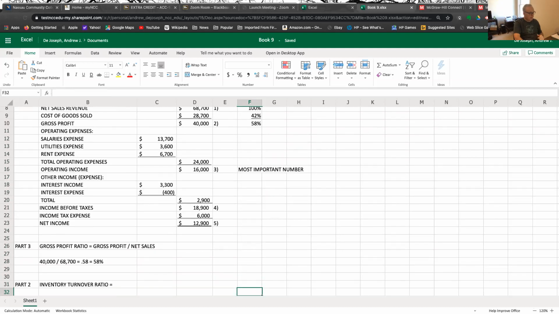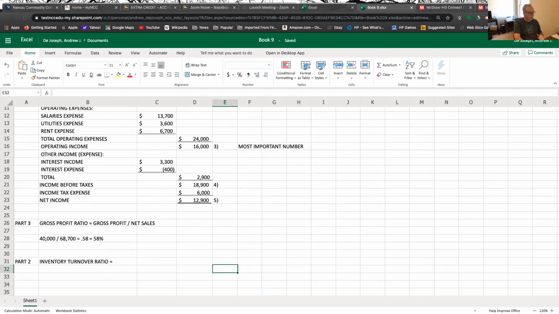Okay. So this inventory turnover ratio. Now, why are we bothering with this? Because it's important to know how long it takes you to sell your inventory, right?